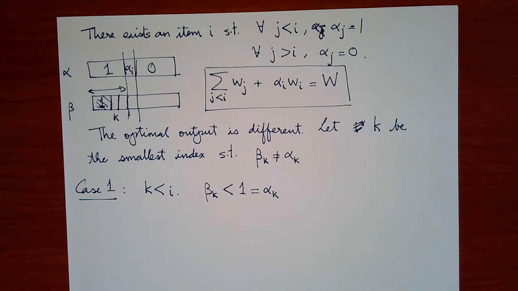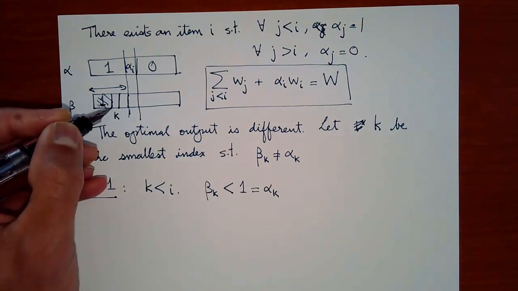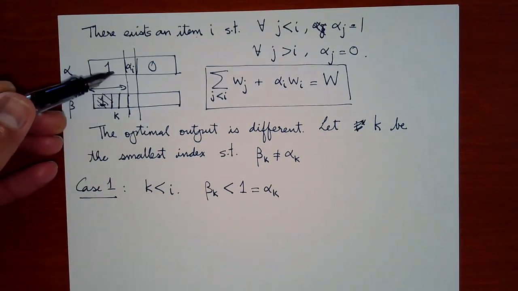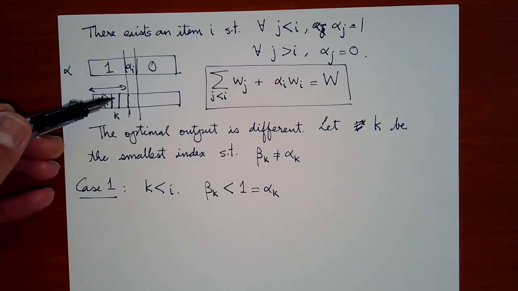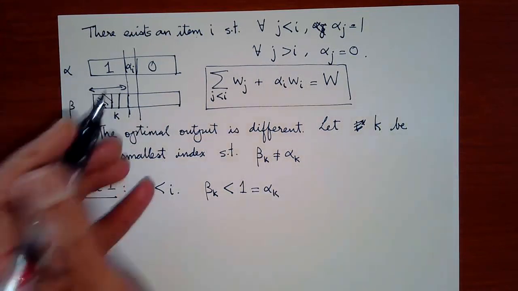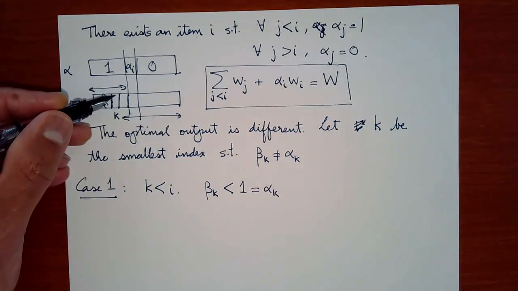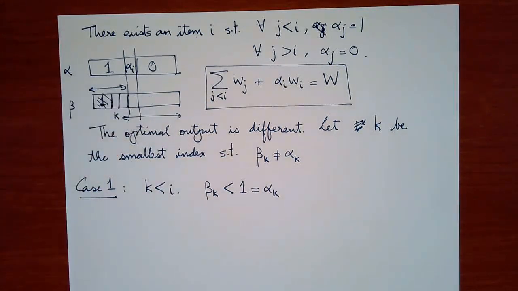Right. So what you're saying is, look, in this item, the optimal decided to take less of that item. So it's potentially taken more of some other item down here. It took less of this, so it took more of something else. But if it decided to swap those, it could improve its objective, and that's a contradiction because it's the optimal.